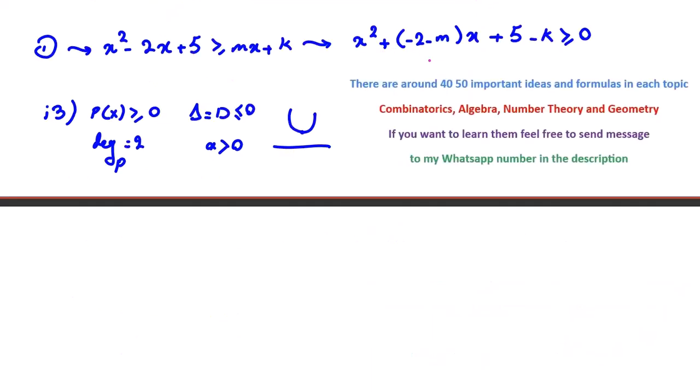Okay, so here if you check, a is 1, positive, so the only thing we should check is that the delta, or discriminant, should be less than or equal to 0. So (negative 2 minus m) whole squared minus 4 times a times c, which is 5 minus k, should be less than or equal to 0. That is the first condition.